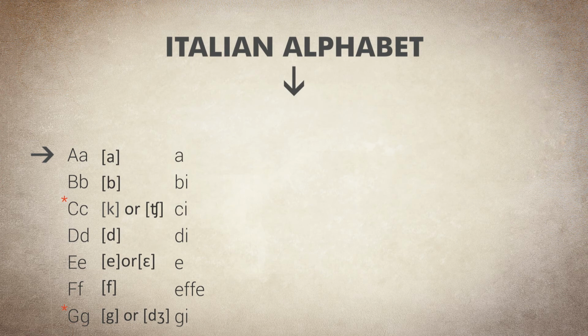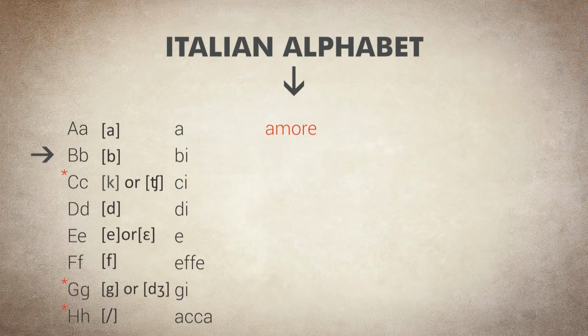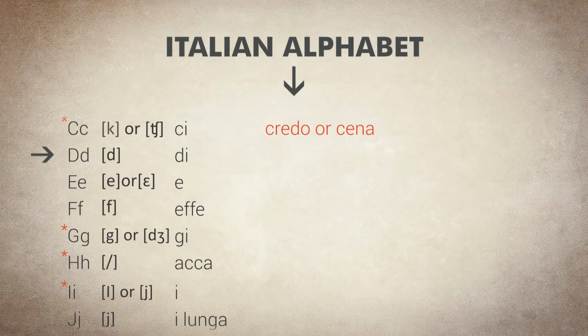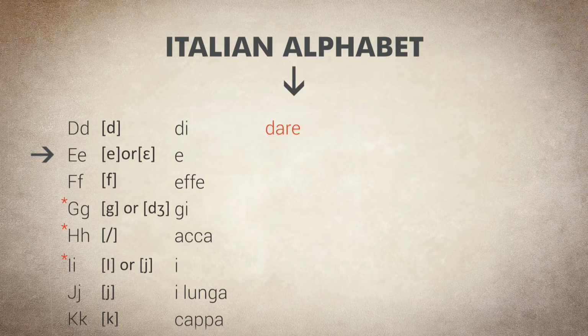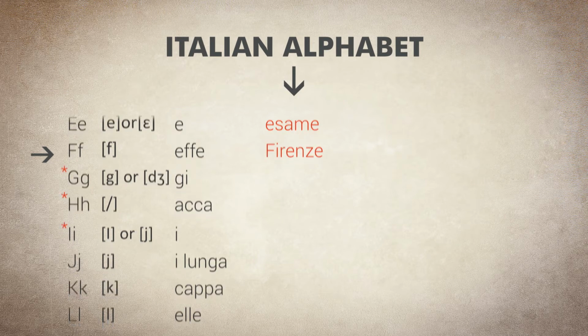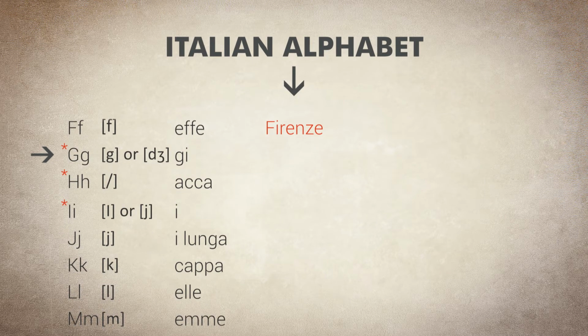Italian alphabet sounds like this. A, as in amore. B, as in bambino. C has two pronunciations. It can be c, credo, or c, cena. But we'll talk about this rule in a bit. Then D, as in dare. E, esame. F, Firenze. G, also two pronunciations. Gara or gelato. We'll talk about this.